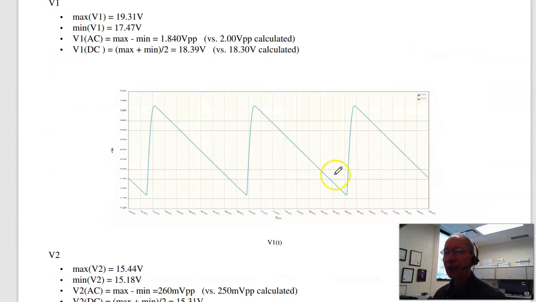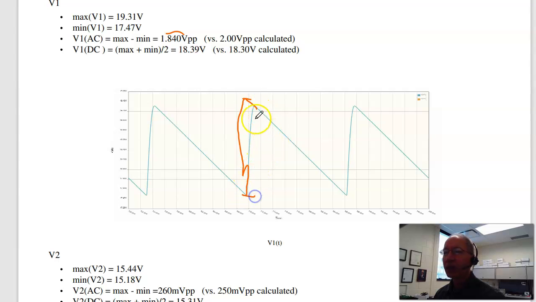Checking in Circuit Lab, there's your V1 voltage. I designed for 2 volts peak to peak. I actually got 1.84 volts peak to peak. A little bit wrong because I'm assuming this goes straight up and this distance will be 2 volts peak to peak. Actually, the diode is turned on for a small time, so the ripple at V1 will be slightly less. I have a slightly conservative design approach. DC voltage is pretty close.